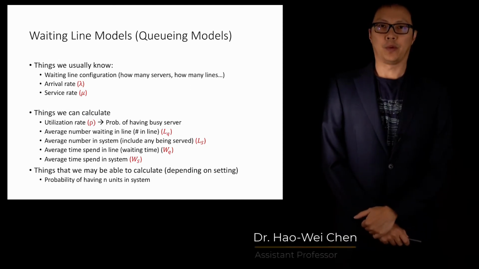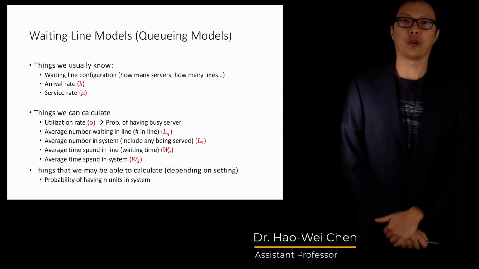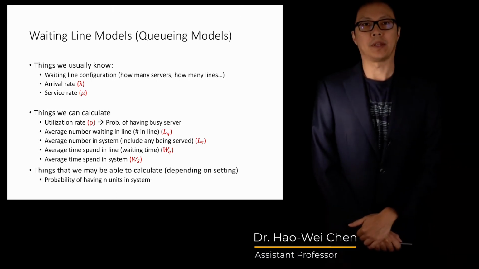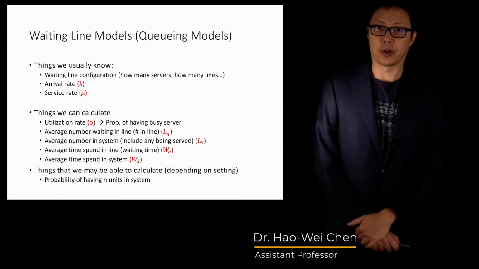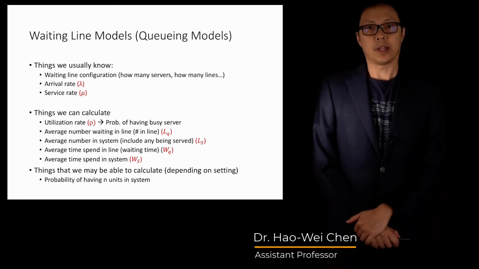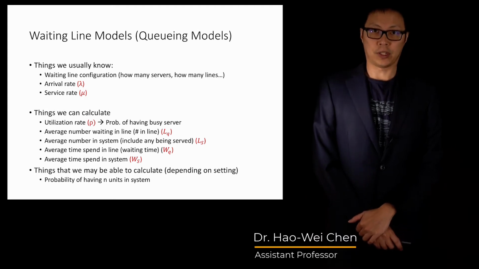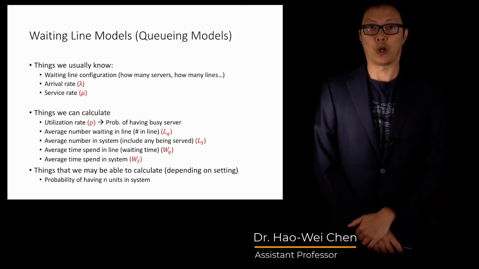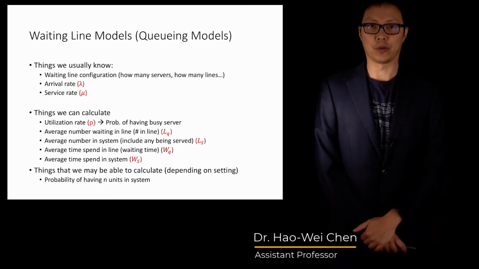In this video, we will talk about the waiting line model calculations. For every queuing model, we often know some basic information about it. The first one is the configurations, such as how many servers are in the store, how many waiting lines, and such. The second one is the arrival information, including the arrival distributions and the arrival rate, and we often call it lambda. Finally, we need to know the service distributions and the average service rate, and we often call it mu.